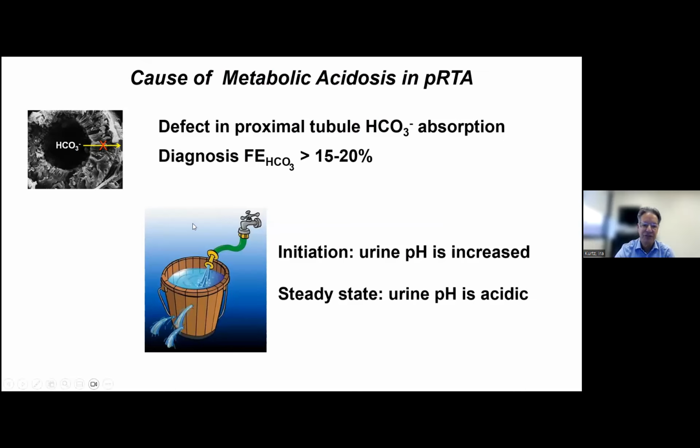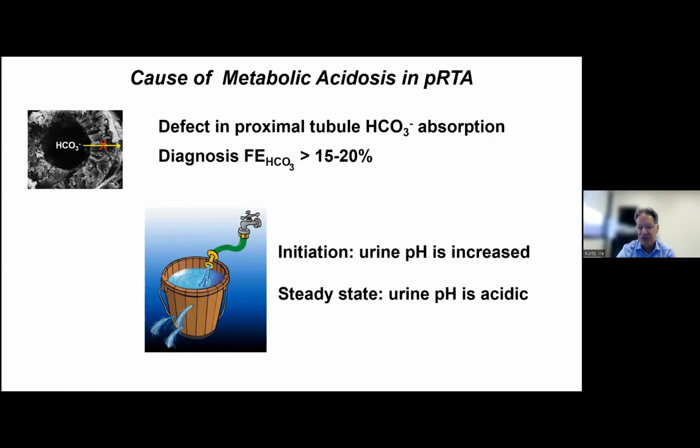Now, getting into why we have two different phases of what the urine pH is. Again, the cause of the metabolic acidosis, as I mentioned, was defective bicarbonate absorption, and that is easy to understand. If you don't absorb the bicarbonate, it's going to come out in the urine, and your blood bicarbonate is going to fall, which is the cause of the metabolic acidosis. But then why do we have two different types of phenomenology for the urine pH? And the reason is there's a temporal effect.